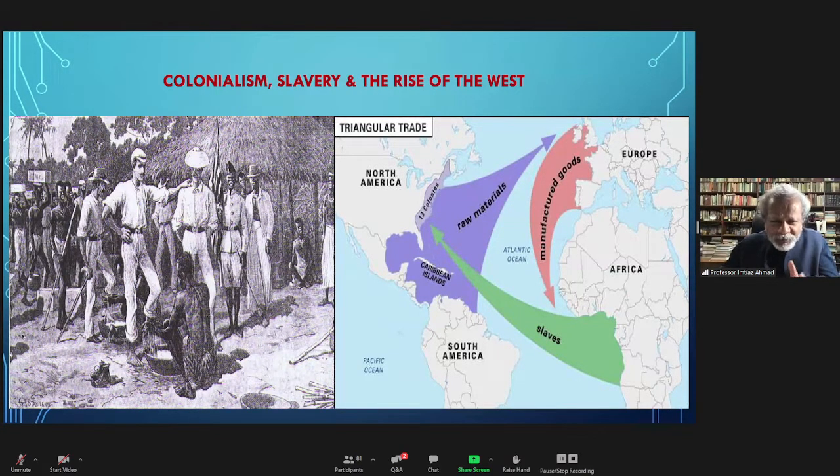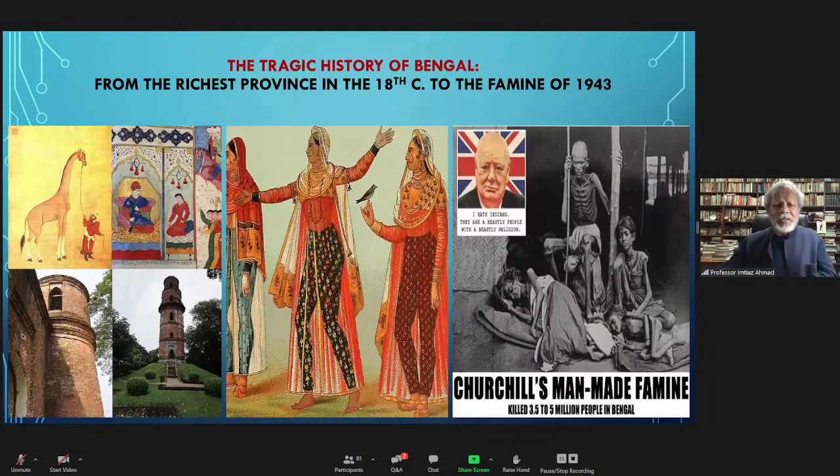And there are a good number of books on this now, so it's easy to compare what happened. Now, back in the 18th century, the richest province really ended up with famine in 1943. And look at Churchill's statement. My God, I can't imagine. He said, I hate Indians. And they are a beastly people with a beastly religion. I don't know why we celebrate this man from time to time. He is absolutely a racist to the core. But Bengal in 1943 had a really tough time.